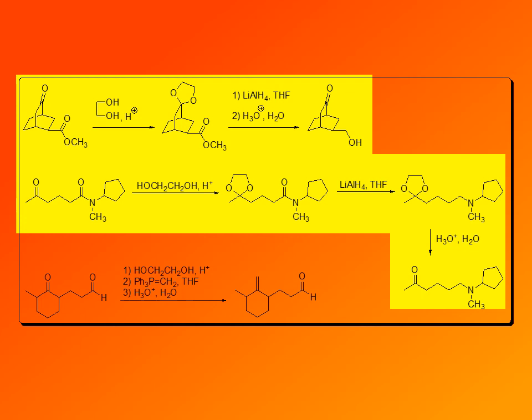Here is another example, and that's selective reduction of amide functionality in the presence of a keto group. So again, we protect the ketone as the corresponding ketal, then carry out lithium aluminum hydride reduction of the amide to the corresponding amine, and finally remove the ketal group upon treatment with dilute acid.